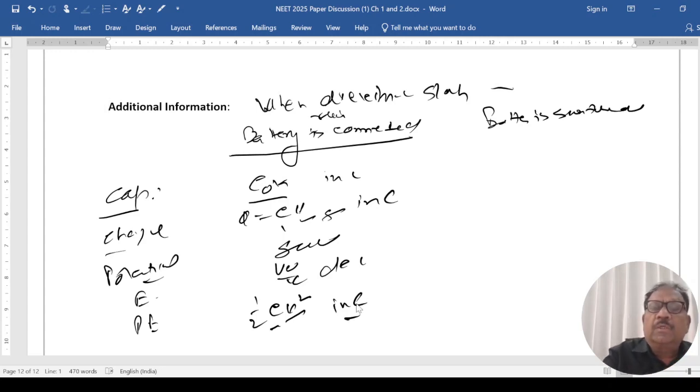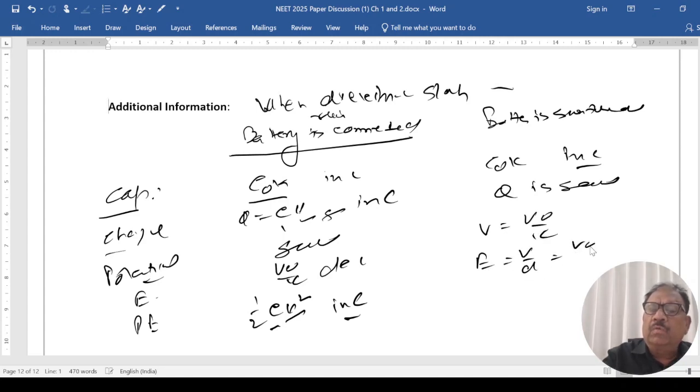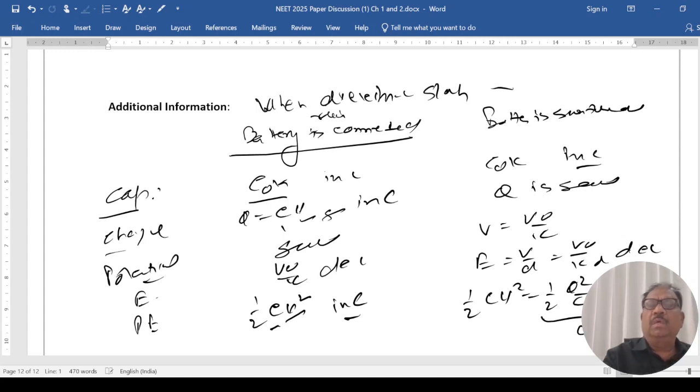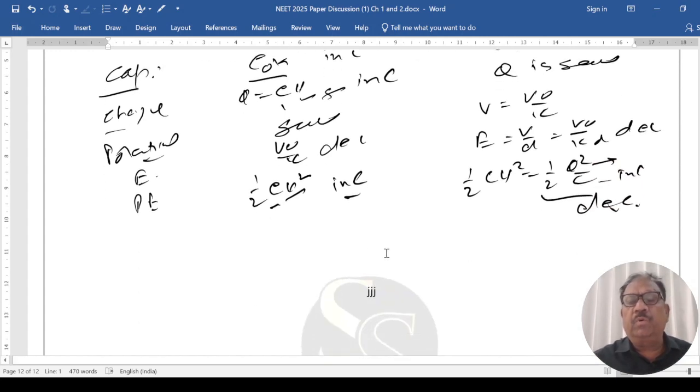In the case of a disconnected battery, C naught by K increases, and Q is the same, since charge is conserved. In this case, potential V equals V naught by K. E equal to V by d, that is V naught by K into d, decreases. Potential energy is half CV square or half Q square by C. Q is the same as C increases, so this overall decreases. These are the parameters which are given to you.